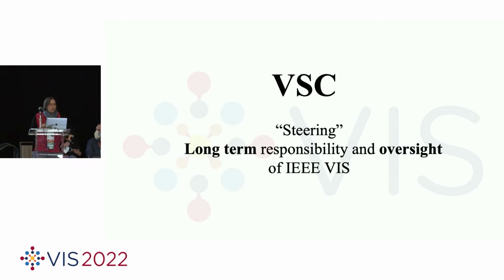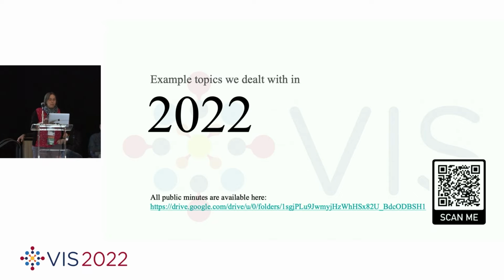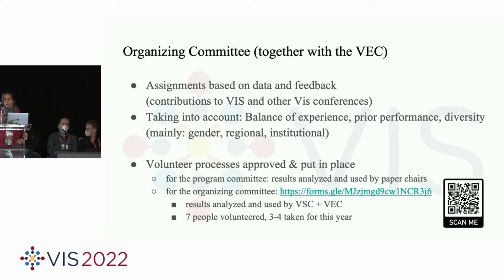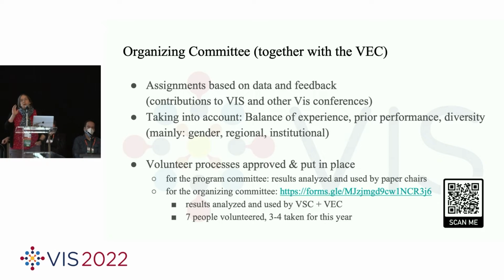What is the steering committee, or what do we do? Generally, it's in the name. So we steer. We think about long-term responsibilities and oversight for IEEE Vis, mostly in the scientific aspects. And what does that mean? What kind of stuff do we talk about? Here are some examples that are picked out. It's not everything we talked about. There's a lot more, but here are some that I think are the most interesting.